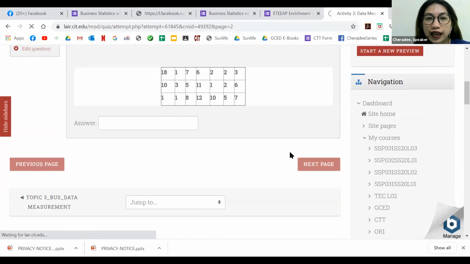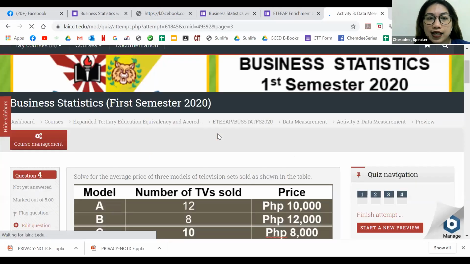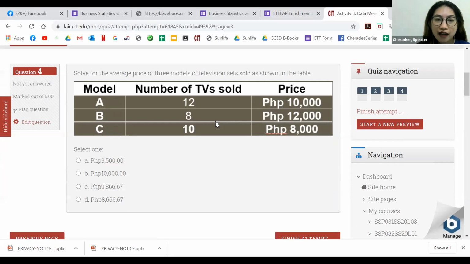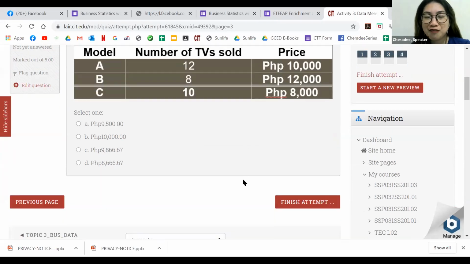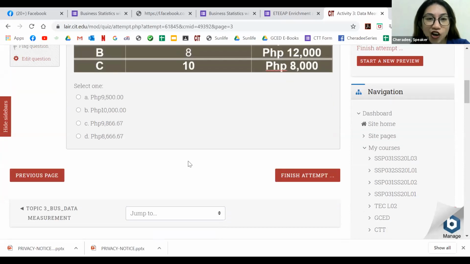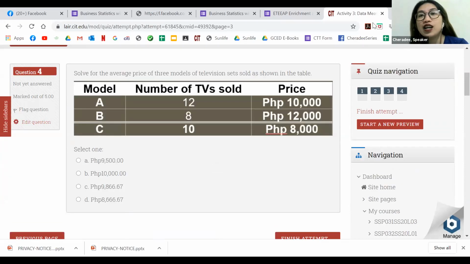And the last number, I think, is weighted mean or average. Based on the number of TVs sold, how much is the average price? Weighted mean. That's all for quiz number 3.